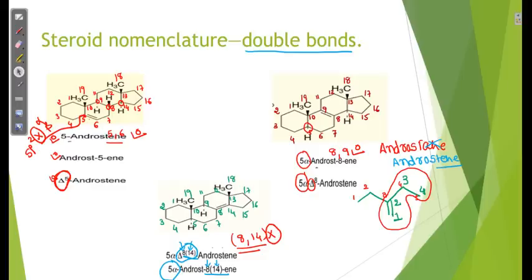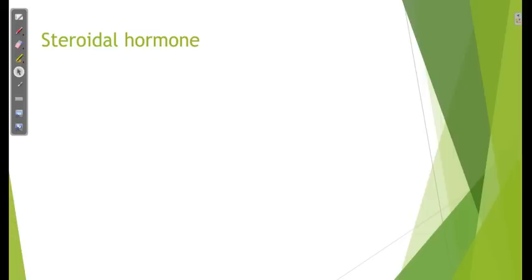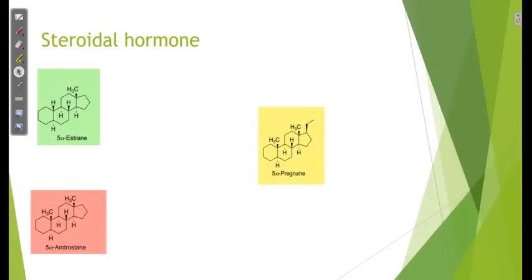So this is basically a structure to indicate the nomenclature of the steroid. We have some steroidal hormones. This is due to estrogen, this is due to androstene, and this is due to pregnane. Now, if we see that in our GPAC, except this, these three are very important for us right now.